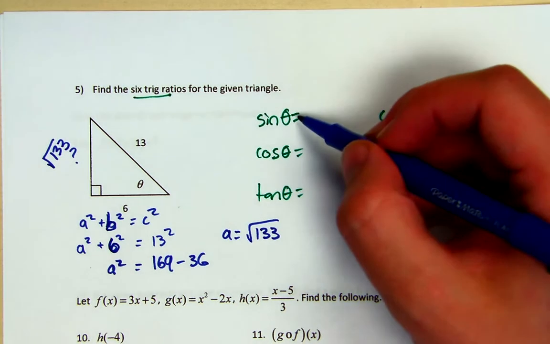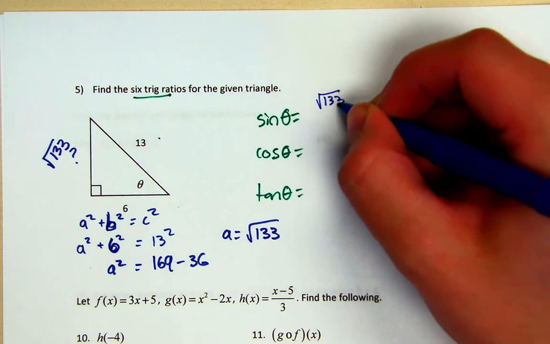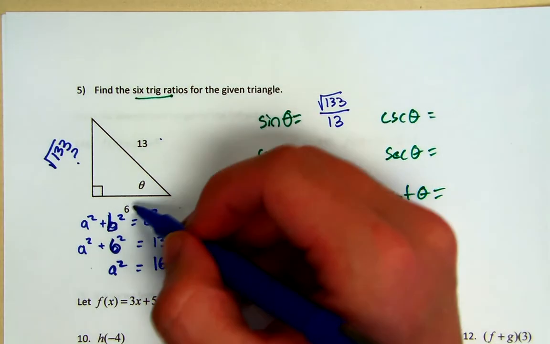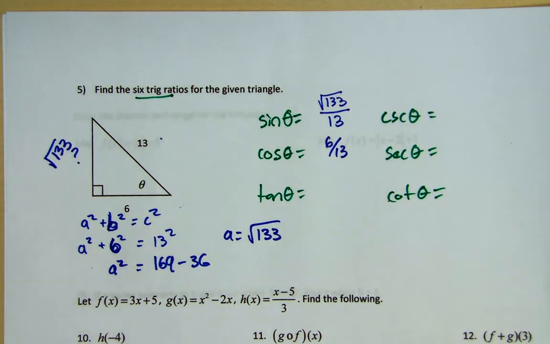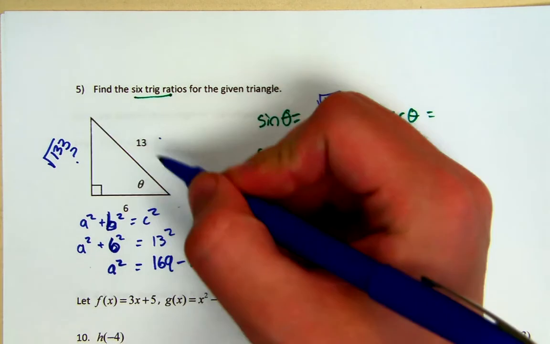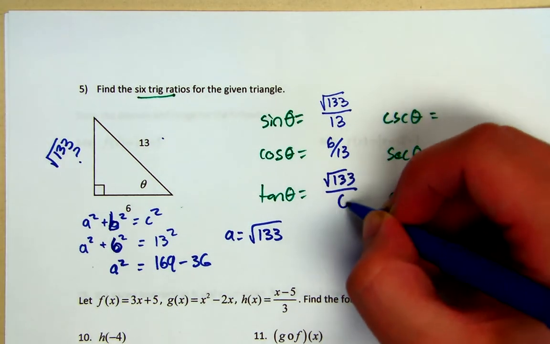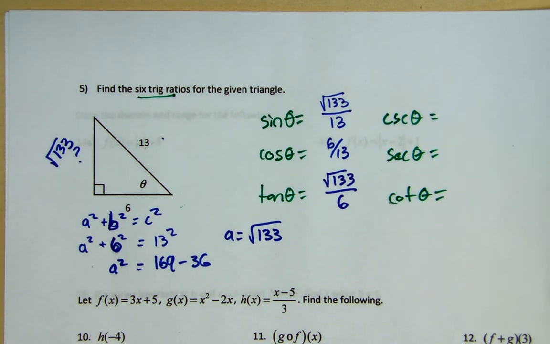Alright, opposite over hypotenuse, so square root 133 over 13. Nothing I gotta do there. Adjacent over hypotenuse, 6 over 13. Keeping it simple still. Tangent, opposite over adjacent, so square root of 133 over 6. Again, everything's simplified, we're good.